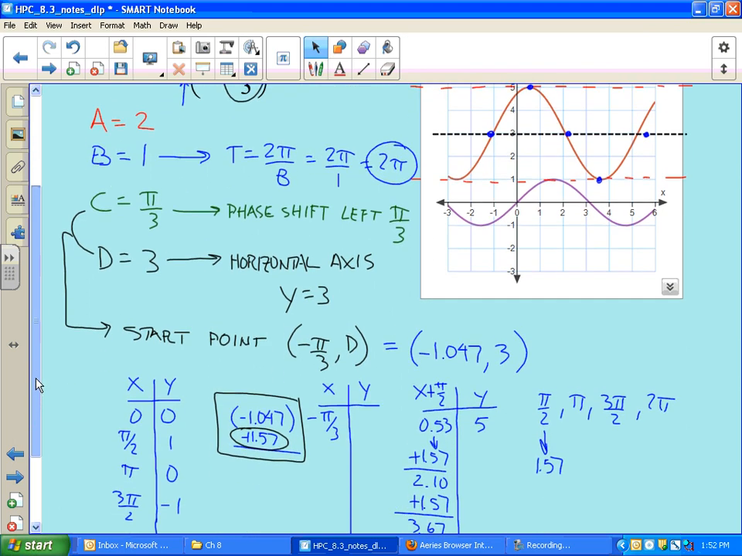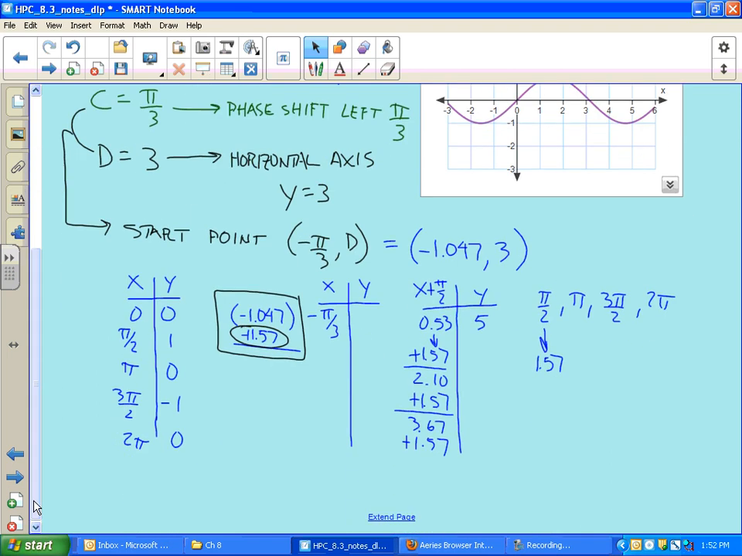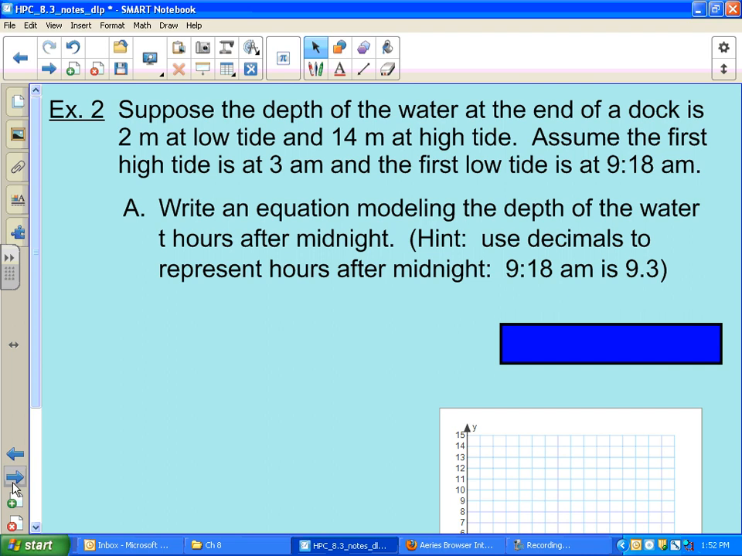All right? So there's the comparison between the two. You can see the graph is stretched vertically. It's moved up. It's moved to the left. But the period is still the same. All righty. Let's check out this one. So application. Here's our first application problem.